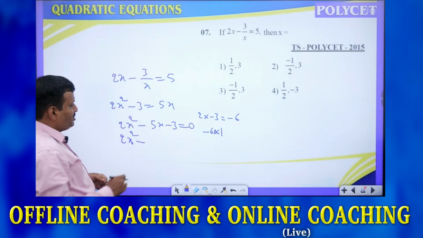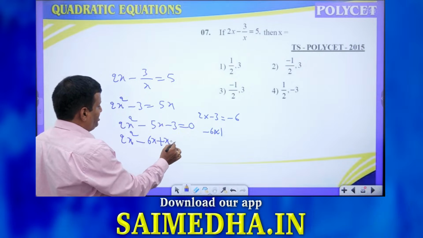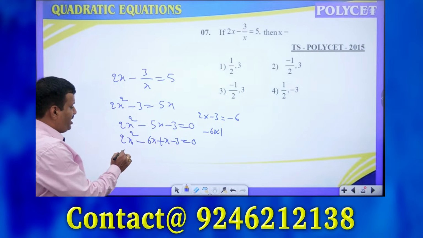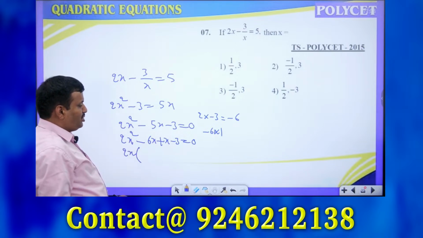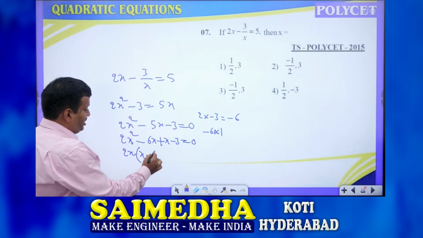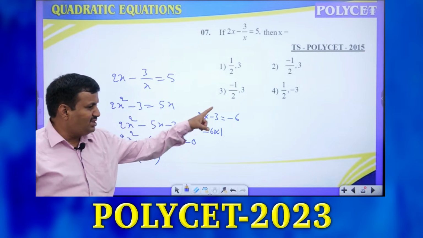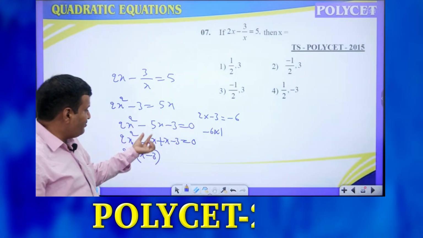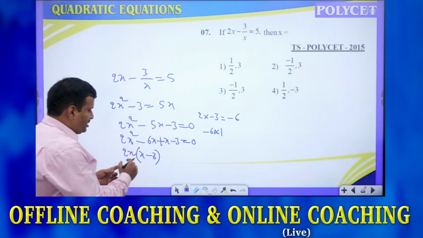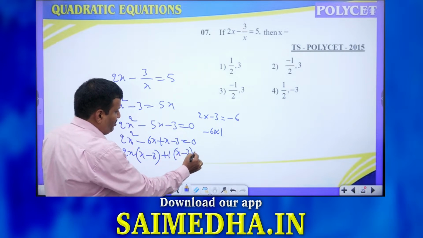2x square, we can write this as minus 6x plus x minus 3 equal to 0. Then what are the roots here? If you take 2x common, 2x is common, x minus 3. This is clear to all of you, how to calculate the roots here. 2 into minus 3 is minus 6. This minus 5 we are splitting as minus 6 plus 1. 2x into x minus 3 plus 1 into x minus 3 is equal to 0.